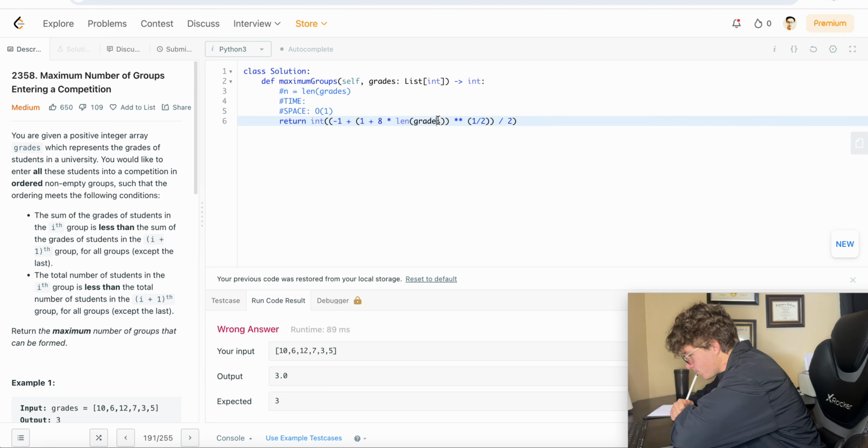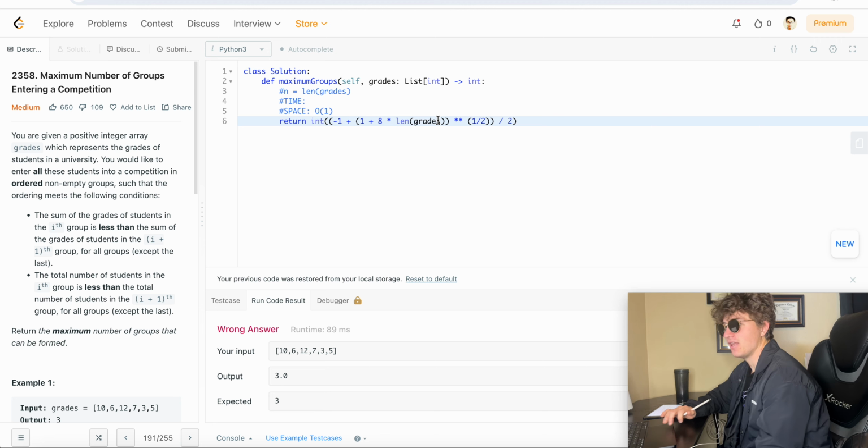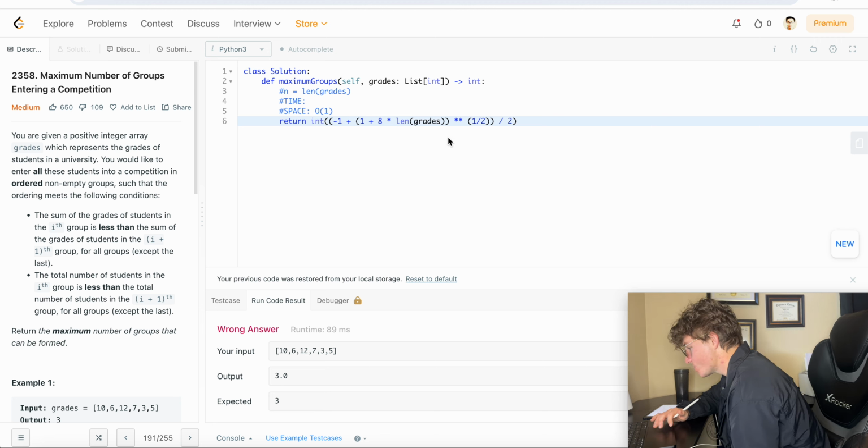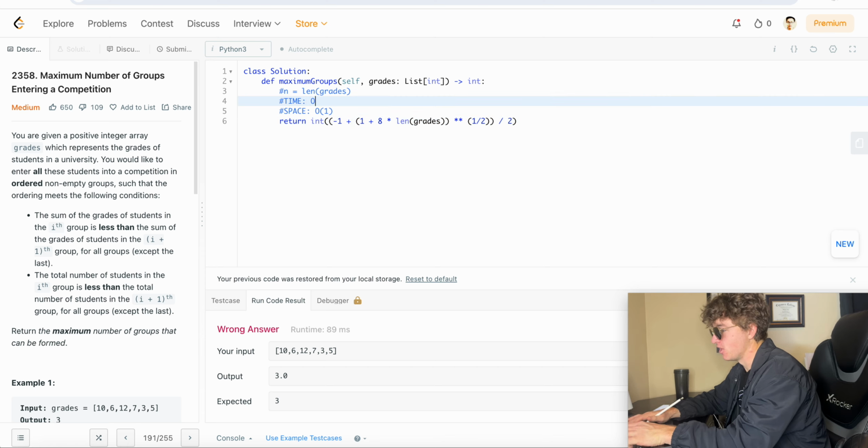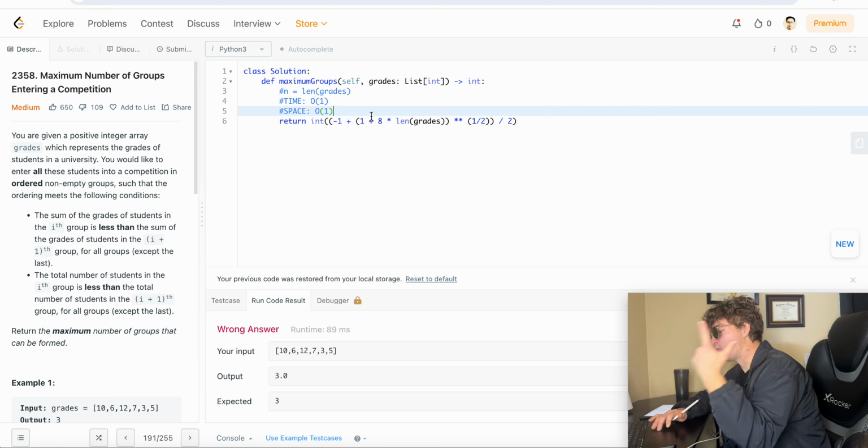Well, if n is the length, that would mean log n then. If n is the length of grades, then yeah, it's constant. Okay. So it's constant. It's one operation based on the thing. You do one calculation, you're good.